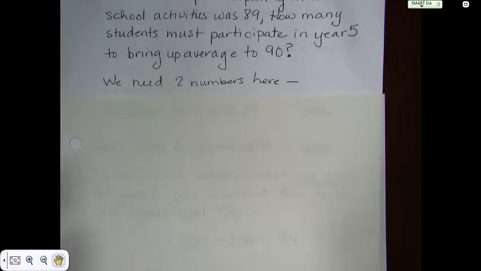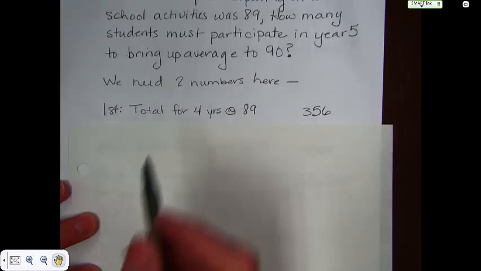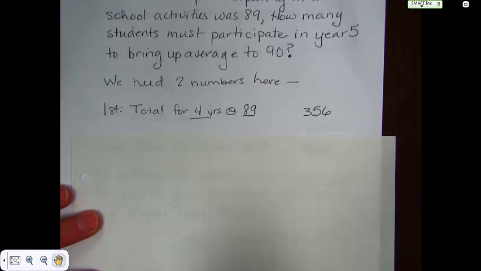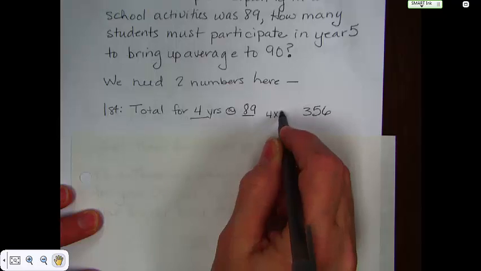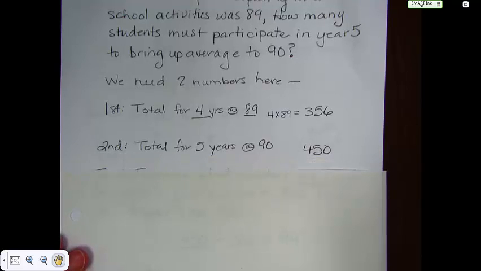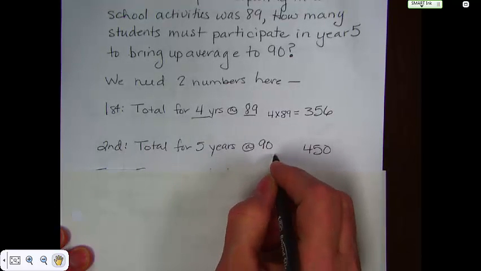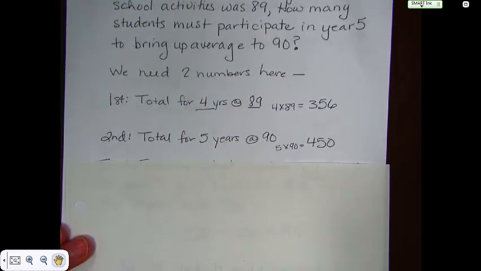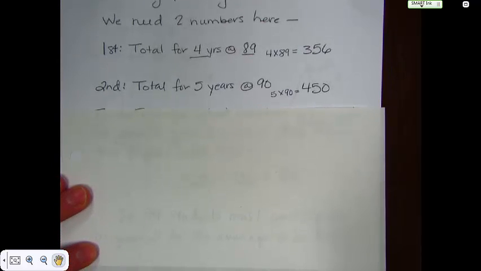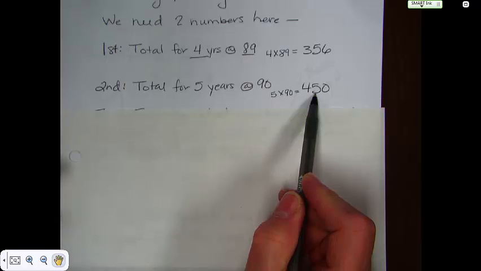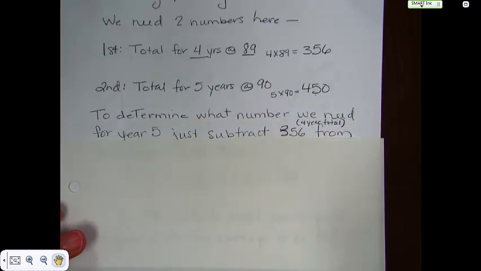The first thing, we need 2 numbers here. The first number we need is the total for 4 years if the average is 89. So to do that, we just take 4 times 89. That equals 356. Then we need the total for 5 years at 90. Well, 5 times 90 equals 450. Now what do you suppose we do with those? Well, if it was me, we just want to know the difference. What has he got to get that last year to make this total of 450 so that the average is 90? Well, sounds like an addition or subtraction problem to me.